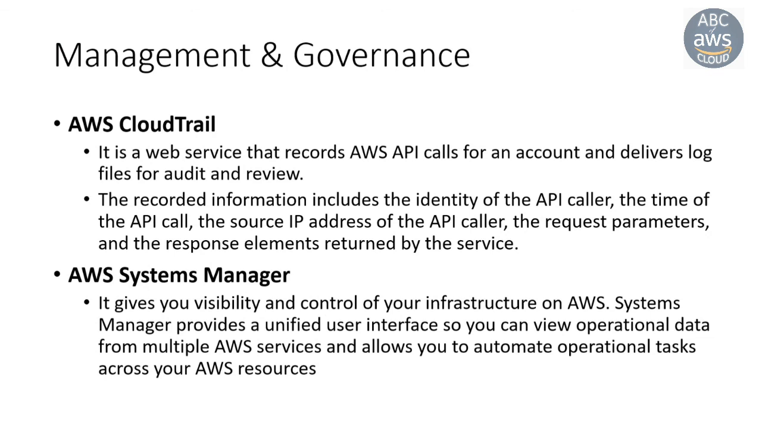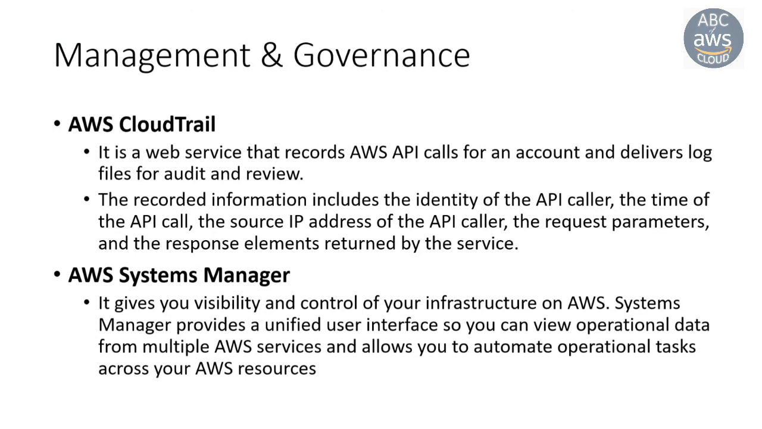AWS CloudTrail is a web service that records your AWS API calls for an account and delivers log files for audit and review. Whatever work is done in a particular account, those API calls will be recorded in the CloudTrail service. Suppose one day someone logs into your account and creates or deletes something, those things will be recorded in CloudTrail. So you can use CloudTrail for audit and review purposes.